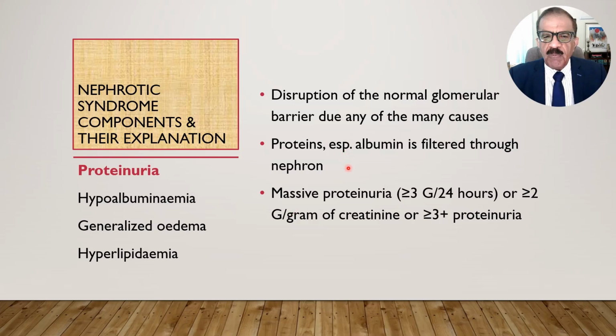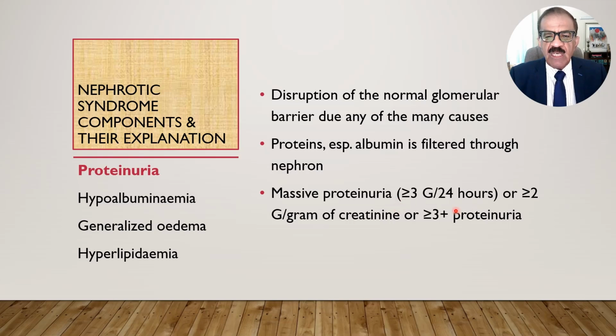Of course, there could be mixed proteinuria, but in some cases, especially in minimal change disease, there may be more albumin. If the albumin is more than 85% of the total protein, it is called selective albuminuria. So there would be massive proteinuria, 3 grams per 24 hours. You would need to collect 24 hours urine and see what is the total amount. It has to be 3 grams or more.